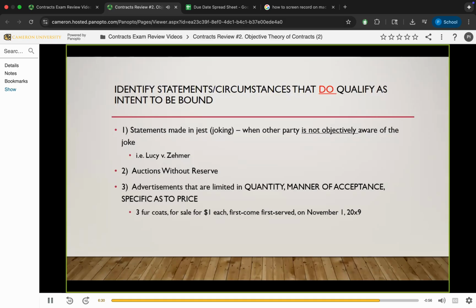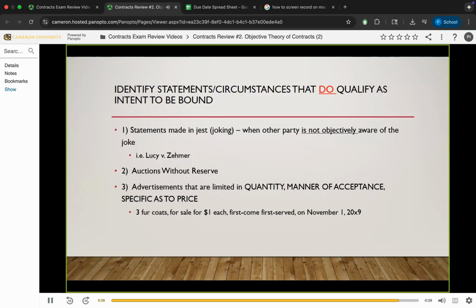It's very specific about the manner of acceptance. It says first come, first served, and it even specifies the date of performance. This very likely would qualify as an offer. What that means is that the first 3 people to enter the establishment and ask for the purchase of the fur coat, the store would have to service those first 3 people.